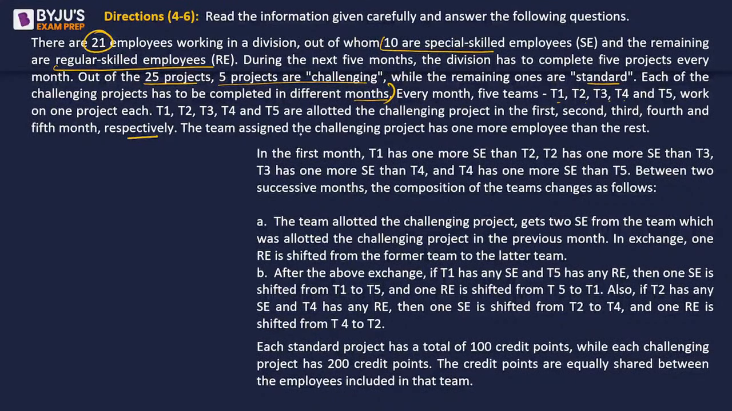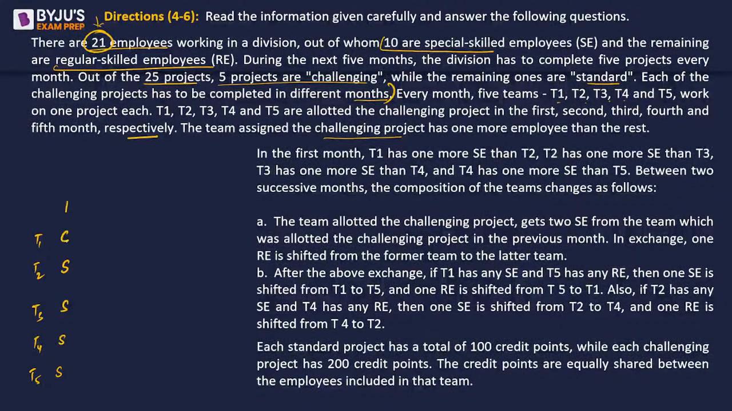Right? The team assigned the challenging project has one more employee than the rest. Okay, how many total employees are there? 21 employees. Fine. So let's say in the first month, T1, T2, T3, T4, and T5 are the 5 teams. In the first month, T1 will take the challenging project. T2, T3, T4, and T5 will take standard projects. Okay. Now, how many total employees are there? 21 employees. So the team assigned the challenging project has one more employee than the rest of the teams.